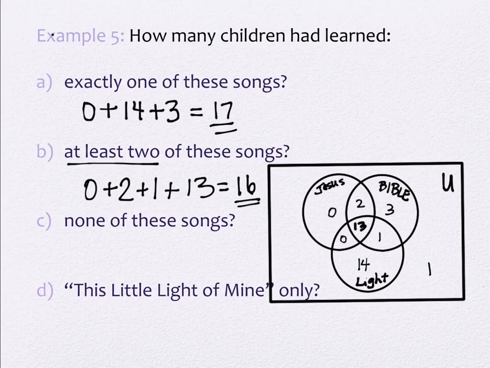How about none of these songs? 1. And this little light of mine only? 14. Okay, so some problems you're adding up pieces of the diagram together, and other parts of it you're just isolating a specific location.